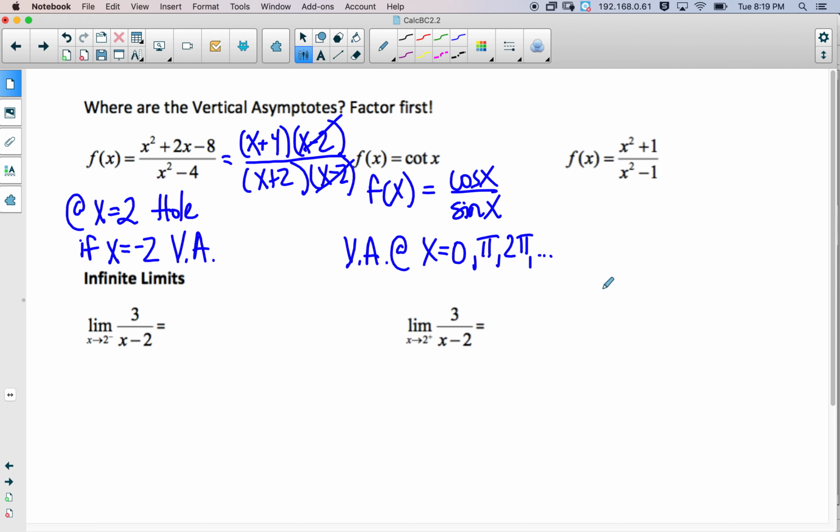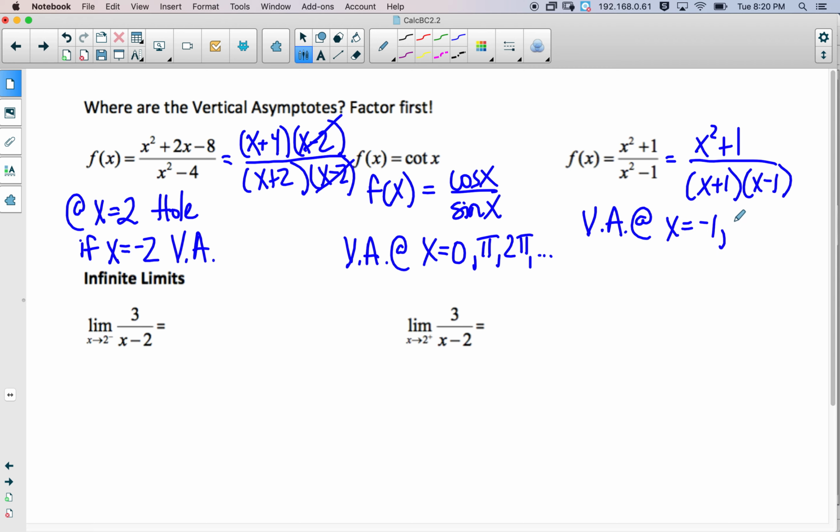Okay, and then finally, let's look at f of x. You can't factor x squared plus 1. We're just stuck with that. Can't make that any simpler. But x squared minus 1 is equal to x plus 1 times x minus 1. None of these factors cancel. So therefore, there's going to be a vertical asymptote at x equals negative 1, because that would make that equal to 0, and x equals positive 1.